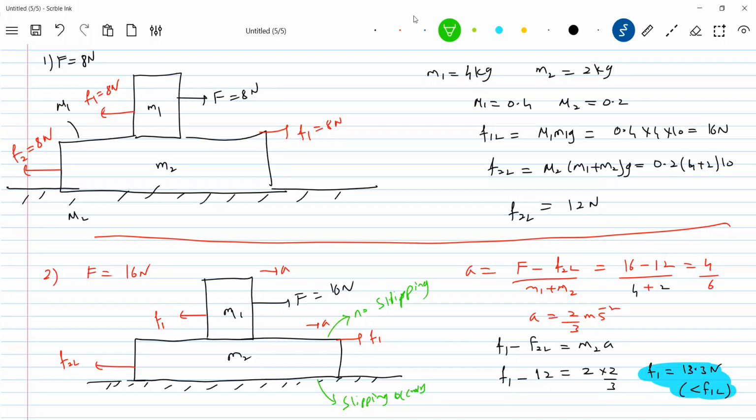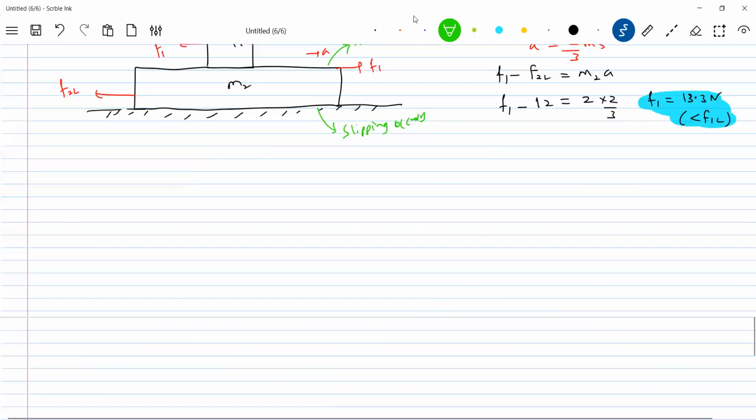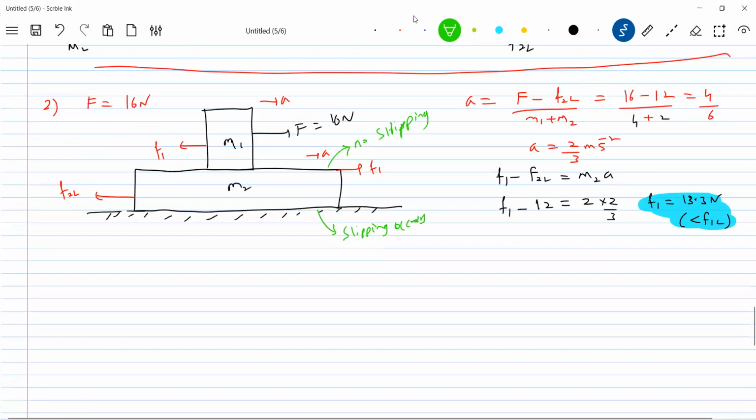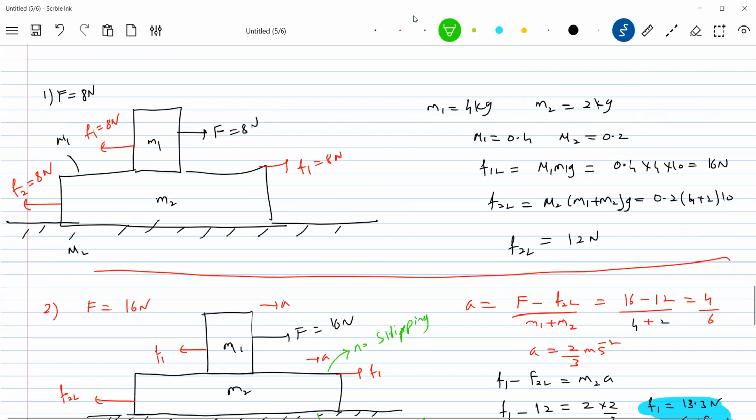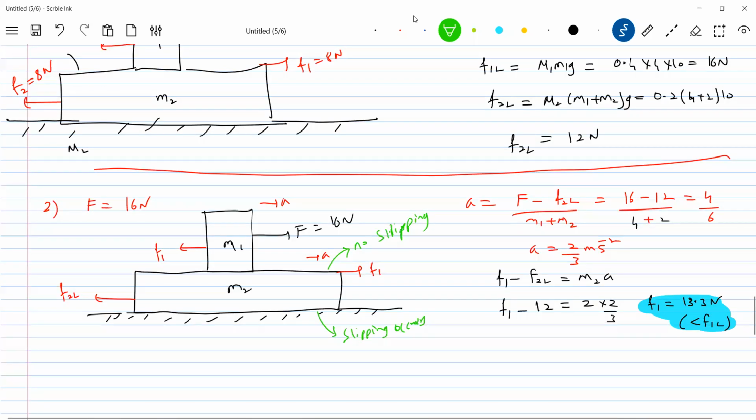Okay, fine. Sir, if there is no slipping between the blocks, then the acceleration of M1 should be the same as the acceleration of M2, right? That's what we got, no? So 16 minus F1 should be M1 A. Check it. Yes, sir, we are getting the same thing. Okay, sir, got it.